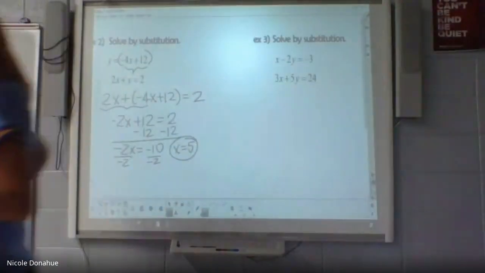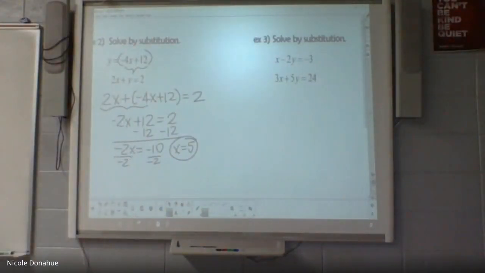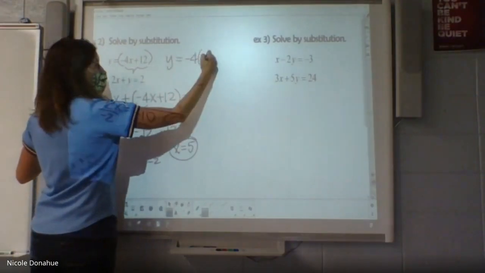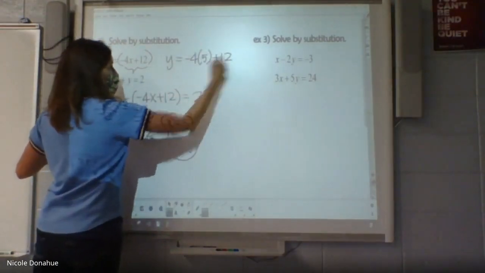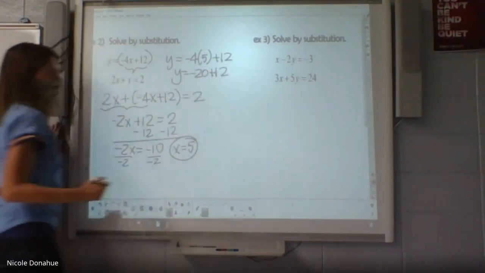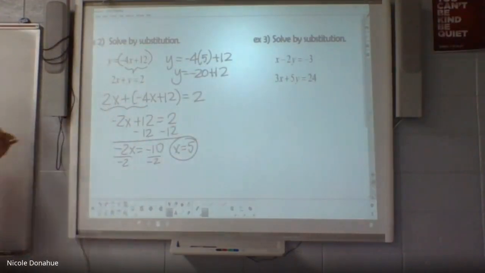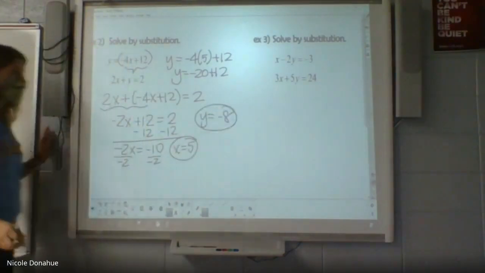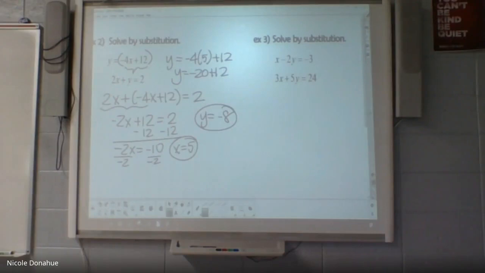Once we know x is 5, again, we have to go back in and find that other variable. So I like substituting it back into the one I used in that first step. So we end up with a negative 8 then, I think, for our y value. You are correct. Thanks, Abby.